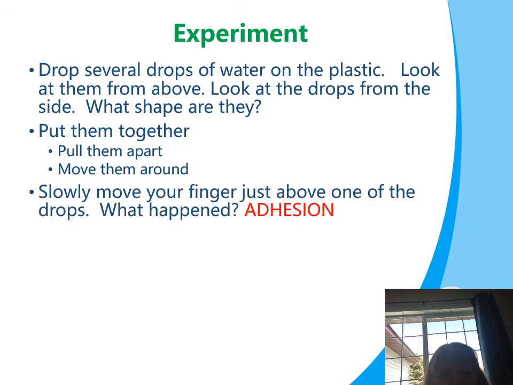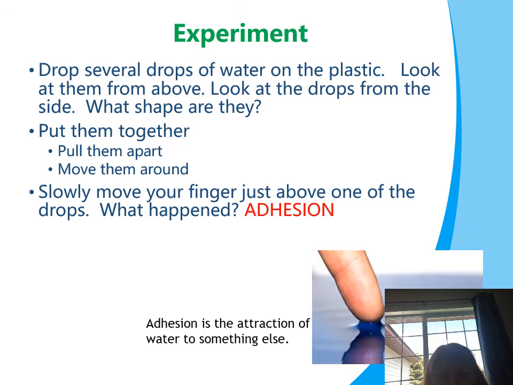And then the next thing you're going to do is see if water sticks to something else. That's called adhesion. So slowly move your dry finger just above one of the drops and then observe what happens. Adhesion is attraction of water to something else. So remember that. You might need to pause this video so you can do this experiment.